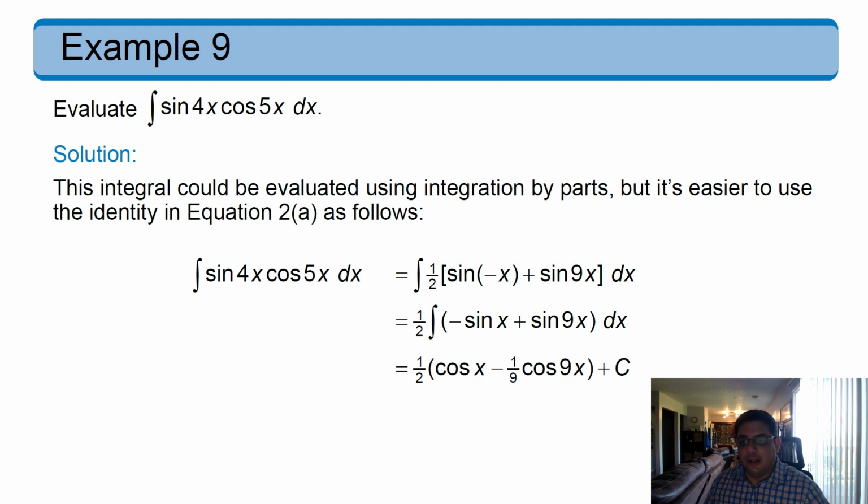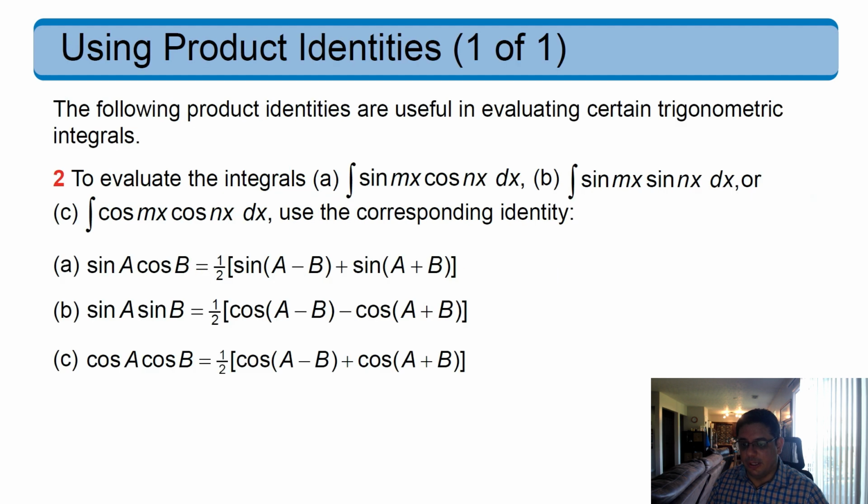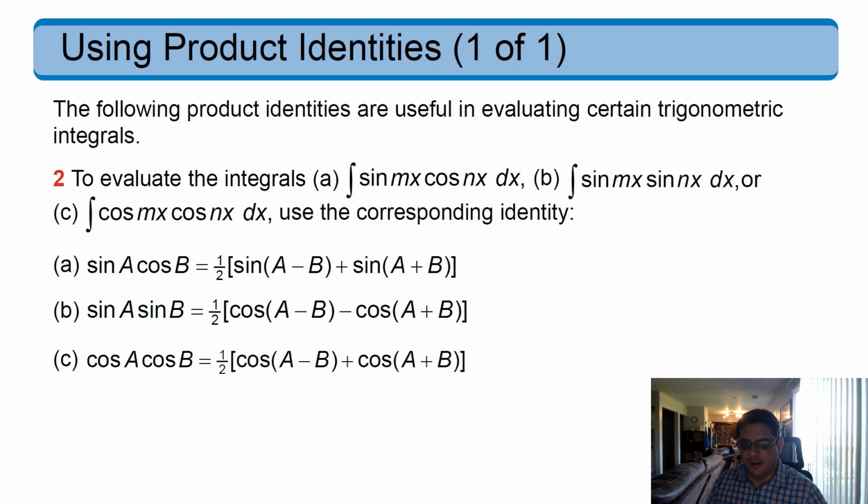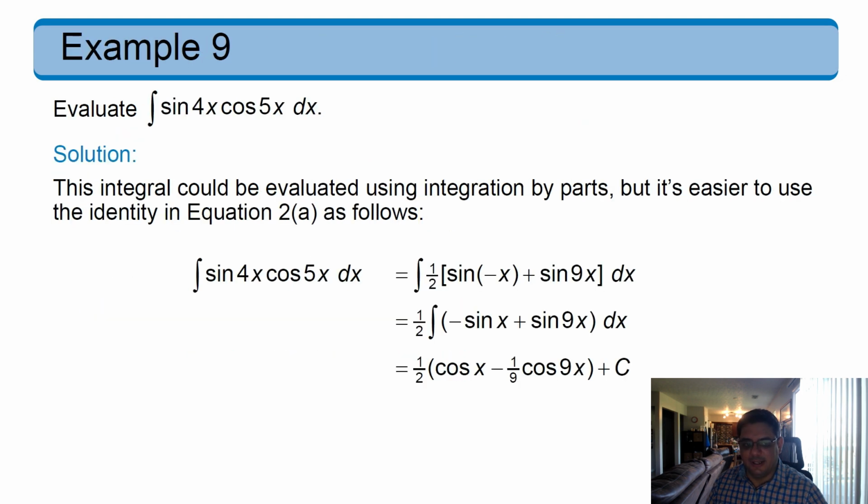We have the integral of sine of 4x times cosine of 5x. This integral can be evaluated using integration by parts, sure, but it's easier to use the identity that we checked before. Notice that this is sine of 4x times cosine of 5x, so we can use this identity here. This is 1/2 of the subtraction 4x minus 5x, so that's why you see minus x here, and 4x plus 5x, then you see sine of 9x. If you have the identity available to you, or you remember it, then you can use this.